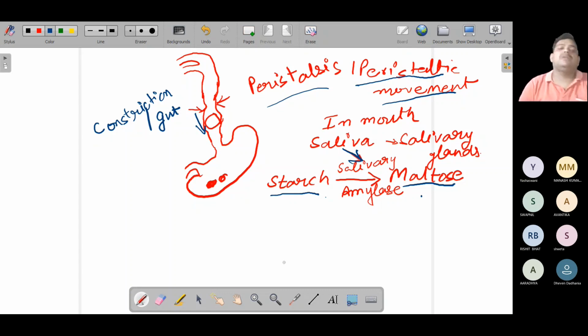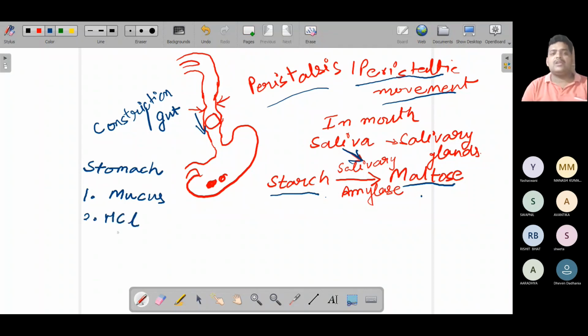So now we move to the stomach. How does digestion take place in the stomach? In the stomach, there are three things which help in digestion. The first one is mucus. Then HCl, or hydrochloric acid. Then pepsin. Okay, so what does mucus do?